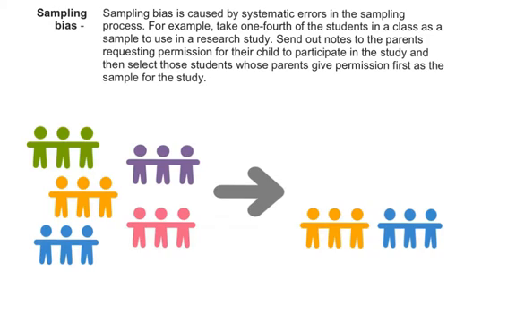Here is a visualization of sampling bias. You have this total population here, but for your sample, you only pick kids whose favorite colors are orange and blue. And so that's not a good sample. It's not representative of the entire population.